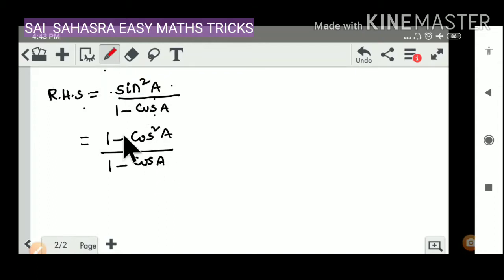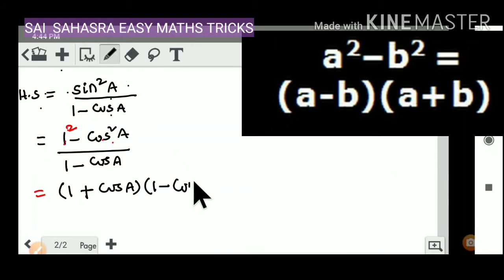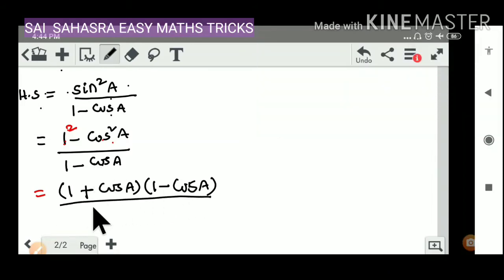In the numerator, this 1 minus cos square a, it can be converted as 1 can be written as 1 square, and this is cos square a. It is looking like a square minus b square formula. If a square minus b square is there, we will write a plus b into a minus b. A value is 1, b value is cos a. 1 plus cos a is multiplied with 1 minus cos a, divided by what is there in the denominator, 1 minus cos a.